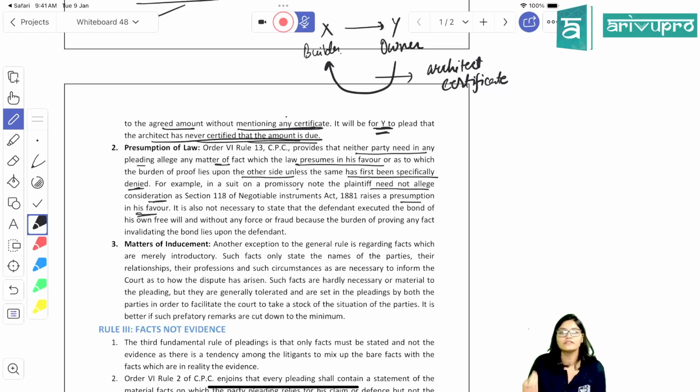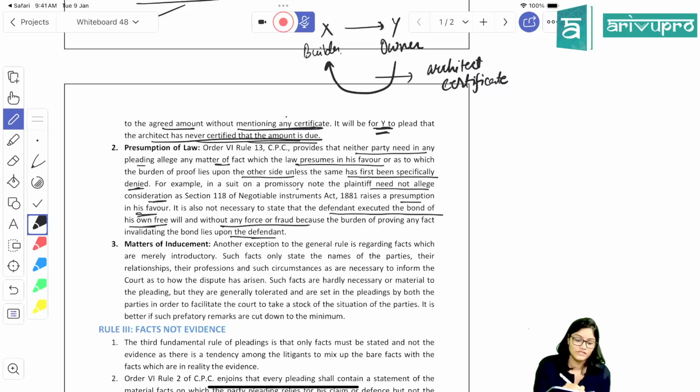Simran is promising me, by default it raises the presumption. What is the presumption? That yes, this promissory note is made in my favor, I should get the consideration. So there is some presumption by default. It is also not necessary to state that the defendant executed the bond of his own free will and without any force, because anyway if force is there, free will is not there, and that contract itself is invalid or voidable. Correct? So you don't need to mention that, because the burden of proving any fact invalidating the bond lies upon the defendant. If that defendant will prove that, see, I was forced, you prove, why should I prove? Right? By default, it is a presumption of law.